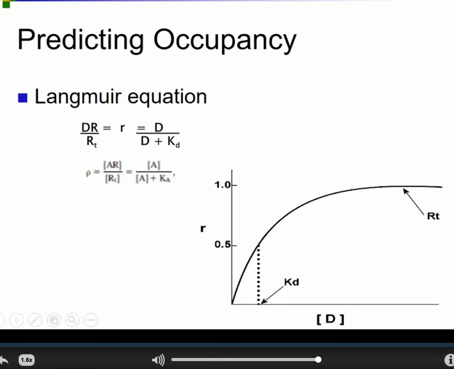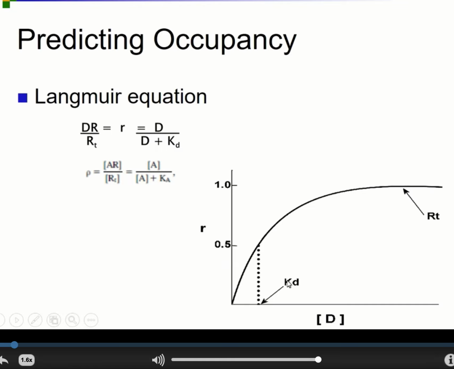Now we can mathematically predict what this is going to be using the Langmuir equation. And the Langmuir equation is drug concentration, that's our D here, or agonist concentration on the bottom, divided by drug concentration plus KD. And if we graph the Langmuir equation with increasing drug concentration on the x-axis and occupancy on the y-axis, we see this curve that comes up and approaches a maximum at 1, because we can't have more than an occupancy of 1. 1 occupancy is 100% occupancy. This is because we're in fractional mode here.